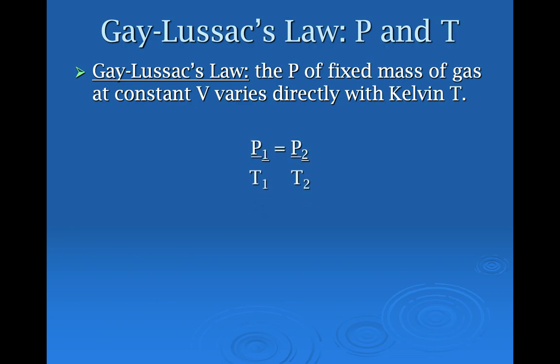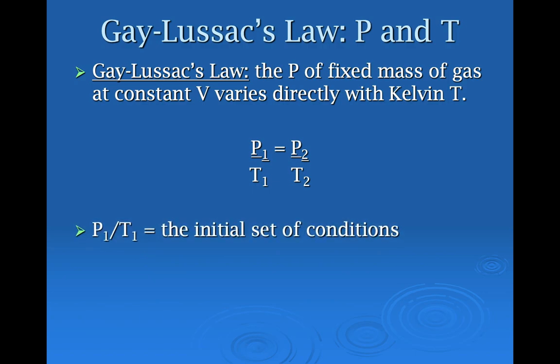So, looks very similar to Charles' law. Only difference is instead of volume and temperature, we now have pressure and temperature. P1 over T1 equals P2 over T2. So P1 over T1, the initial set of conditions, P2 over T2, the second set of conditions.